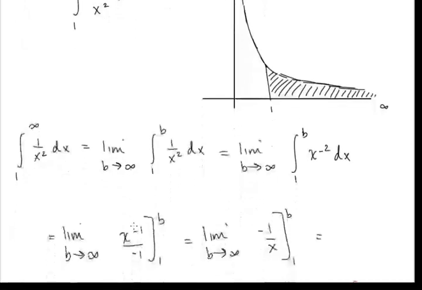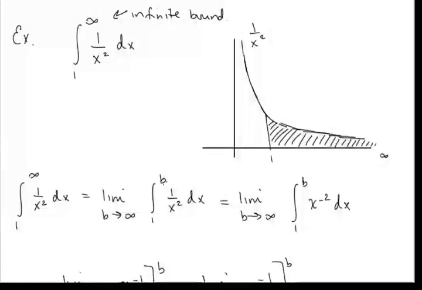Now I'm calling this b and not a, because it's an upper bound and not a lower bound. So convention has it to call this b. And notice that we don't have to worry about a left or a right, because the only way you could get to infinity is from the left, right? So we don't really have to worry about a left or right limit here. So we can say limit b goes to infinity, integral 1 to b, 1 over x squared.